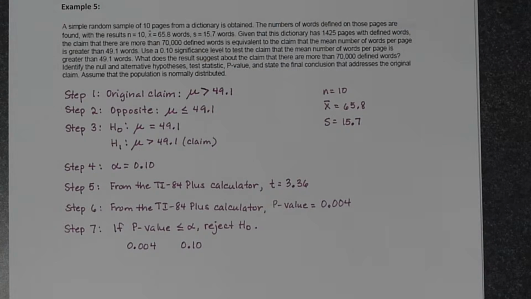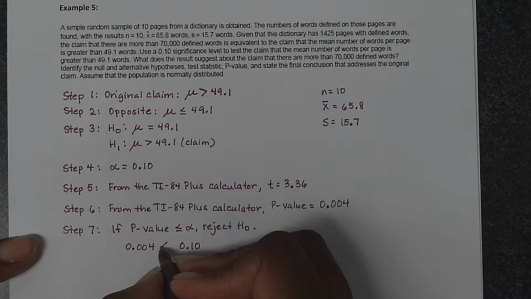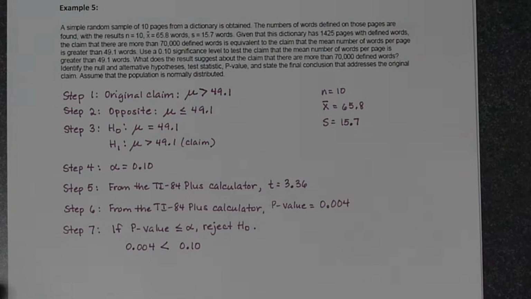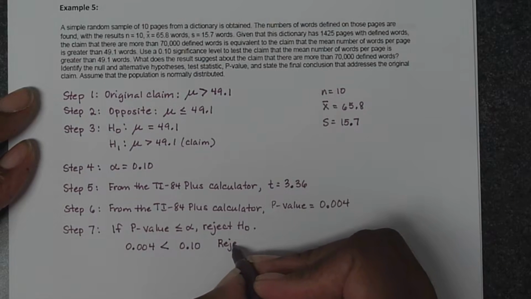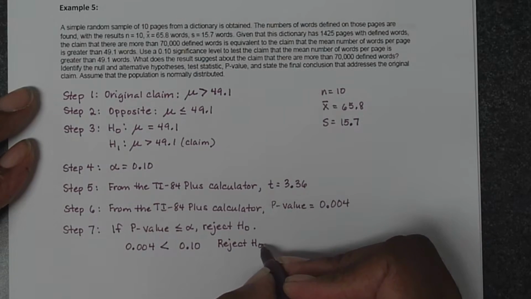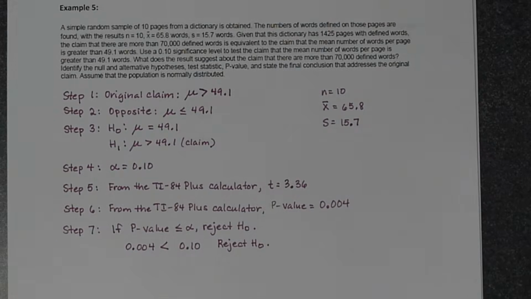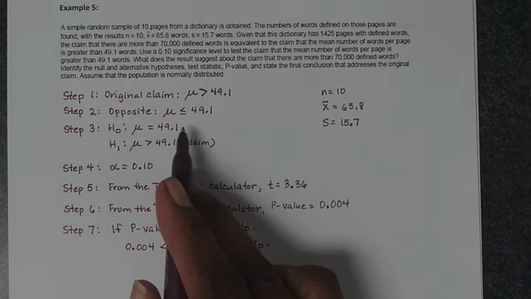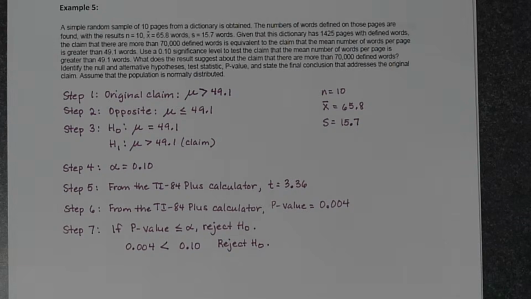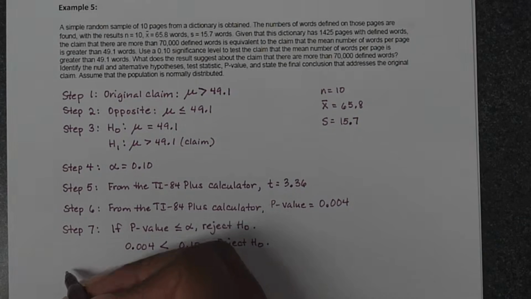And then we ask ourselves, is 0.004 less than or greater than 0.10? And in this case, it is less than. So it does satisfy the decision rule. So that means I can reject the null hypothesis. Reject H0, the null hypothesis. Well, think about this. The claim was the alternative hypothesis. We're rejecting this null hypothesis, so that means we are supporting the claim.